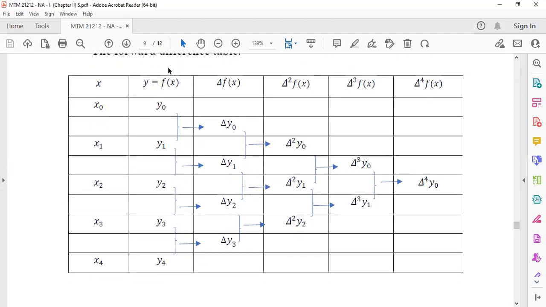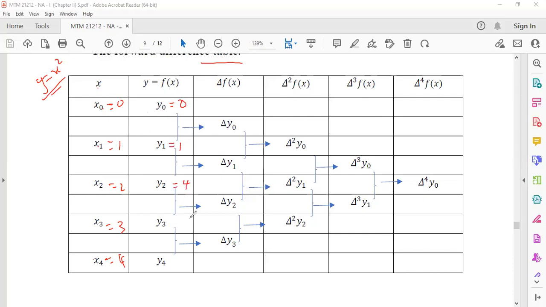How do we do this one? If they ask you to solve a question using a forward difference table or backward difference table, this is how you have to put it. First of all, you put the x values: x0, x1, x2, x3, x4. Let's say x0 is equal to 0, 1, 2, 3, 4. Let's say my y is equal to x square. This is my function. So what will be this one? Y naught will be, if you put 0, it will be 0. If it is 1, it will be 1.